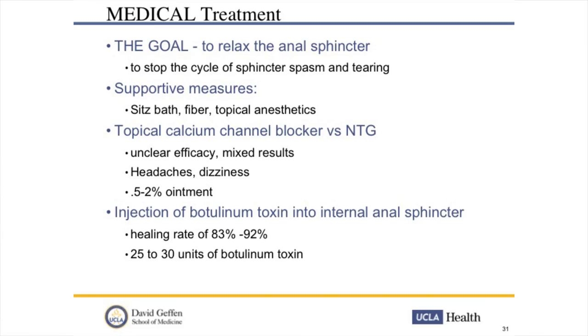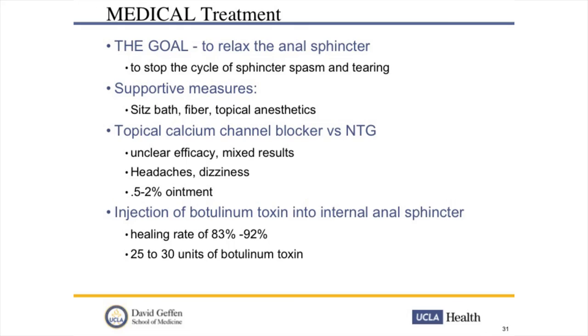You want to use topical calcium channel blockers or topical nitroglycerin. The reason I put unclear efficacy is just that it's unclear which one of them is better. So there are mixed results. Patients will probably complain of headaches and dizziness. Most of those compounds are usually at the compound pharmacy, so you can't really get it at a regular pharmacy. So maybe have one compound pharmacy they refer to. The reason I put 0.5 to 2%, I had one pharmacy that only did 1%. I have another one that only does 2%. Not enough data to say which one works better.